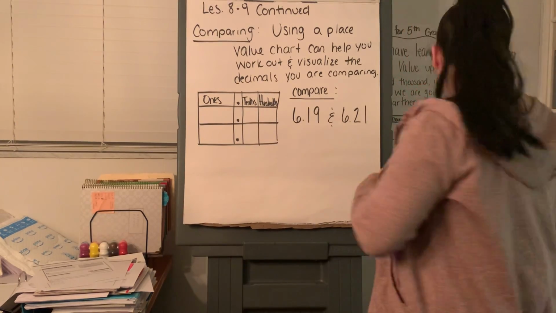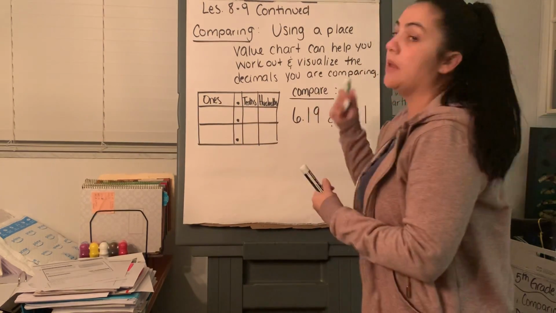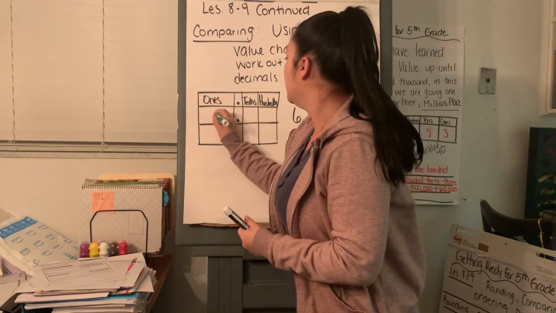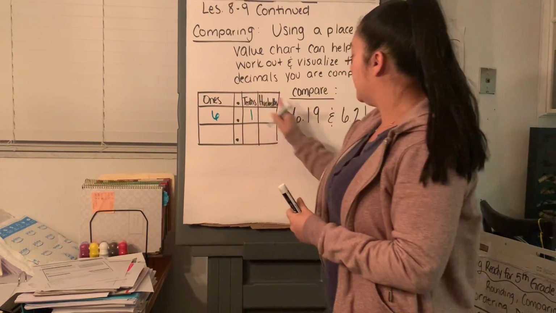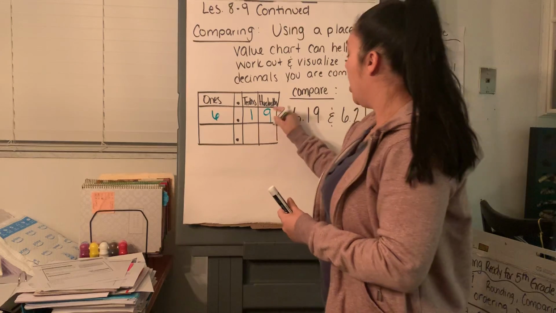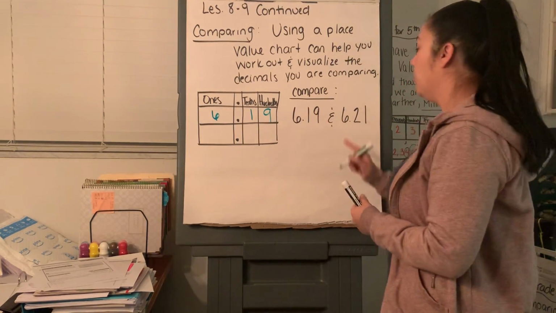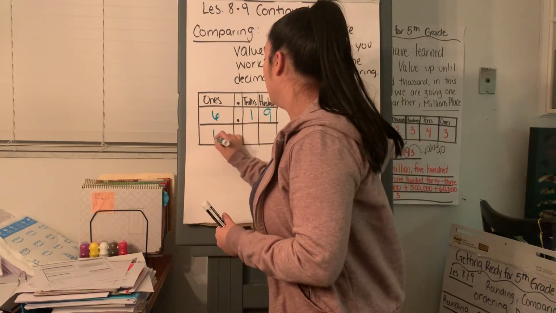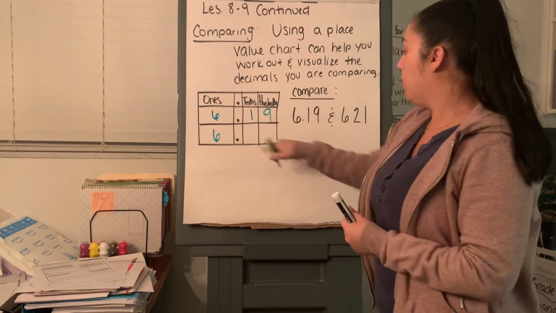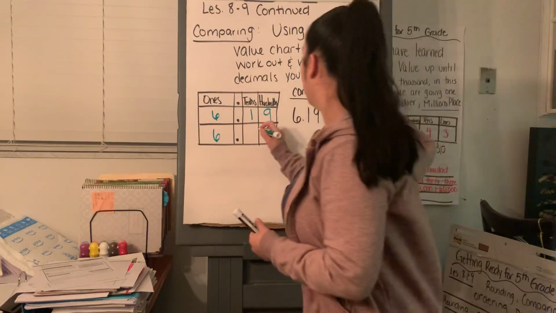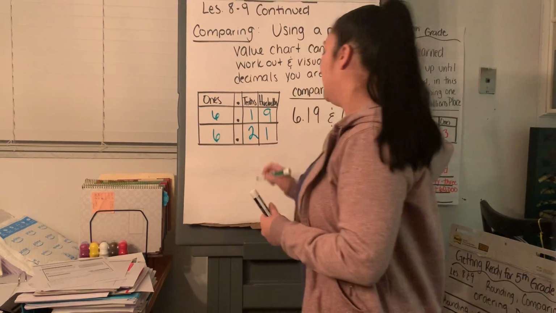So what I'm going to do is use my place value chart here to line up my numbers. So I'm going to start with the 6 in the ones place. My decimal point is there. Then the 1 in the tenths place. The 9 in the hundredths place. And I'm going to do the same thing with my second decimal, which is the 6 again in the ones place. Now my next number after your decimal point, which is already there for you, is 2. So I'm going to put my 2 in my tenths place and my 1 in my hundredths place.